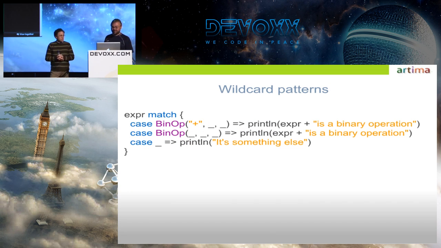Wildcard patterns, if you haven't used them, are quite useful. Basically, with pattern matching, you've got constants. Anything you fill in, it will search for. Anything you don't fill in, it will give you back. So here's an example of saying binary operations that start with a plus. And then case underscore matches anything. The underscore is the wildcard, matches anything.